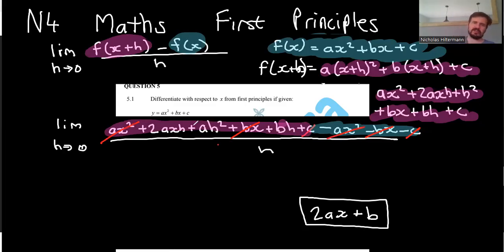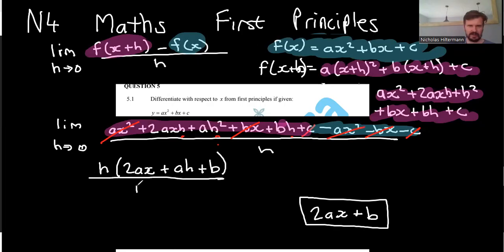And the theory with this is you should always be left with an h in everything that you've got left, which we do. Got an h there, an h there, and an h. Yes, I take out an h, and that's perfect because I can cancel with this bottom h. So I take out an h, and I'm left with 2ax plus ah plus b over h. Limit h tends to 0.